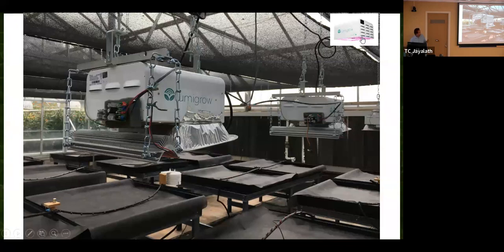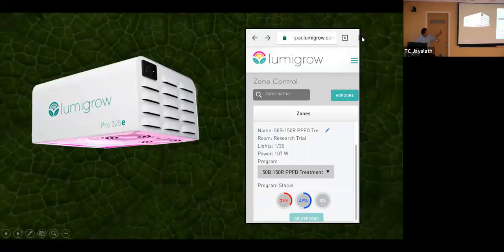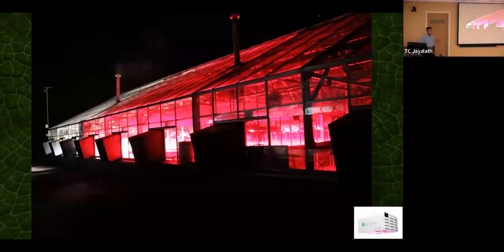You can see we can control red lights versus blue light and white light. By controlling, you can change the spectrum of the light. With that, you can change the color of the whole greenhouse. That was so fun. I was driving by the greenhouse at that time.